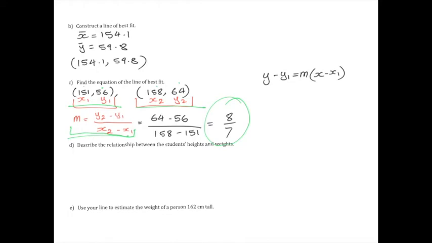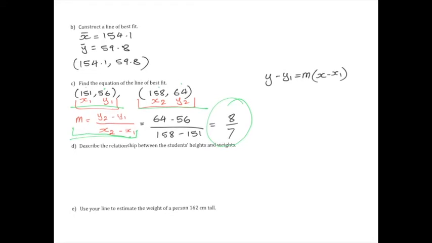So I go y minus y1, which is 56, equals the gradient 8 on 7 times x minus x1, which is 151. The fact that I've got a fraction gradient is a bit annoying. What can I do to get rid of the fraction?